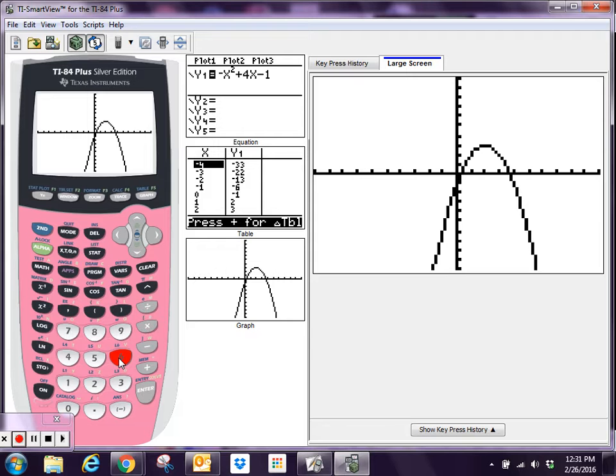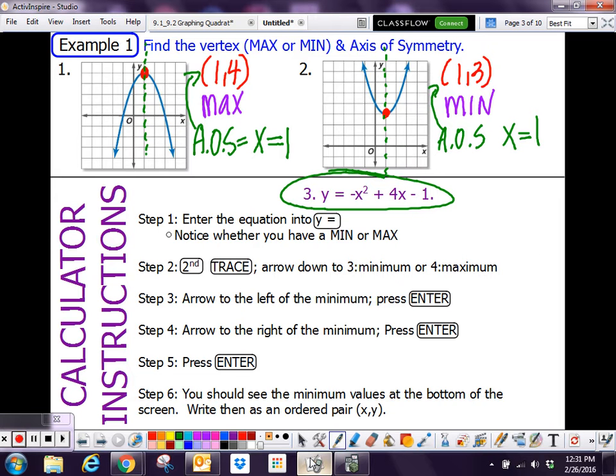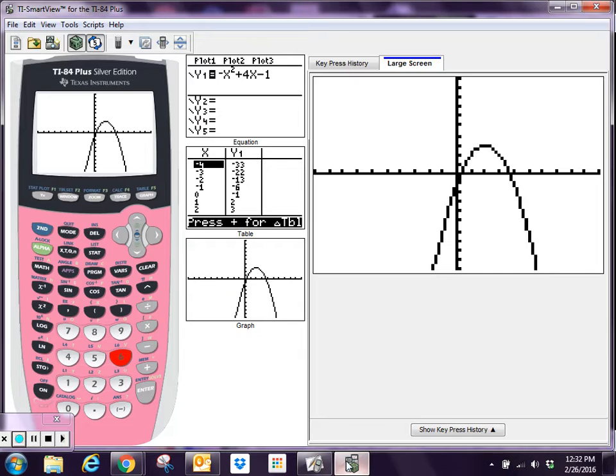All right, now I'm going to calculate the vertex. So right now you need to decide, is this a max or a min? I can see my vertex is the highest point on the graph, so this is going to be a max. I'm going to write that down because I'm going to need that to figure out where my vertex is.